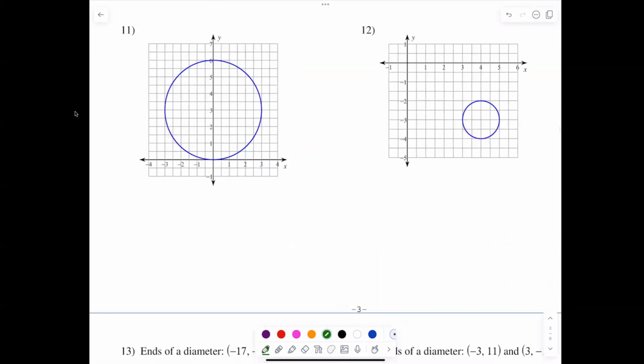All right, so now the hard part. I need someone to visualize and help me find the center of the circle for 11. And then I need you to tell me what the radius is.